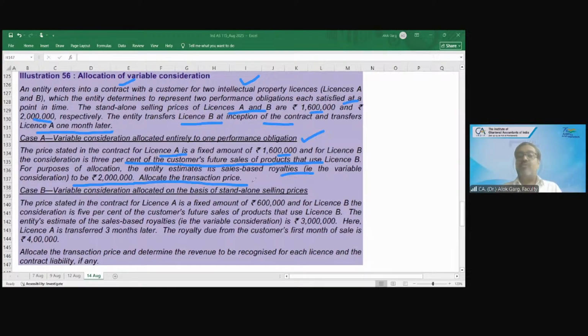So basically it is like a royalty, which is 3% of the future sales. And the entity estimates the sales based royalty, which is variable consideration, at 20 lakh rupees. Allocate the transaction price. What will be the transaction price in case A?